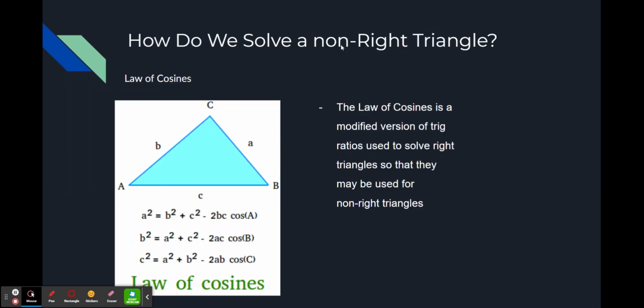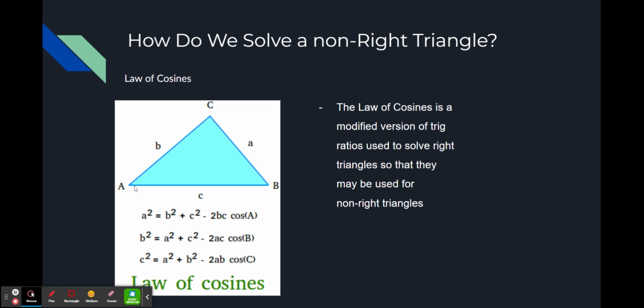Now, how do we solve a non-right triangle? We use the law of cosines. Generally, these trigonometric ratios, cosine, sine, and tangent, are used for right triangles, triangles with 90-degree angles. But the law of cosines is a modified version of the cosine ratio so that it can be used to solve non-right triangles. And here you can see all the equations that are in the law of cosines.